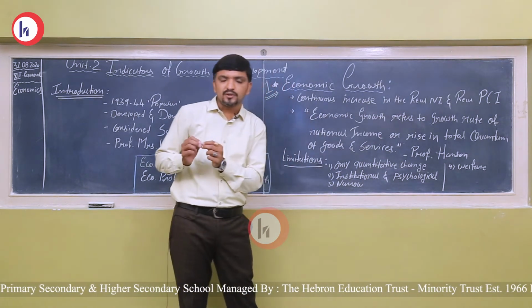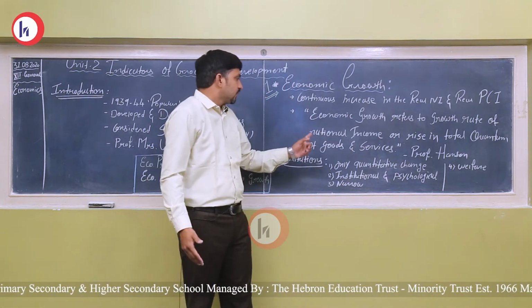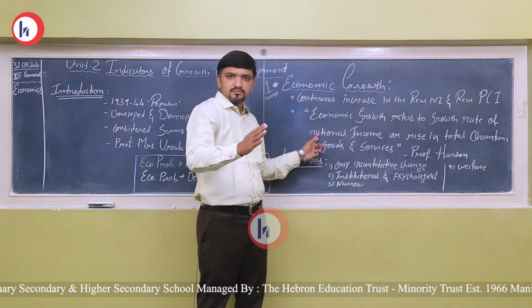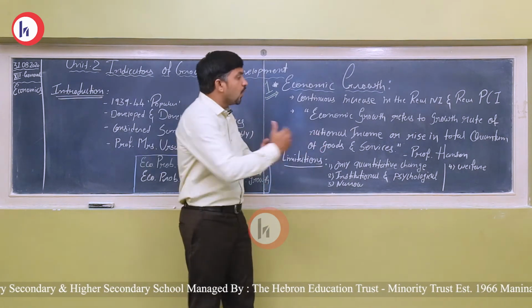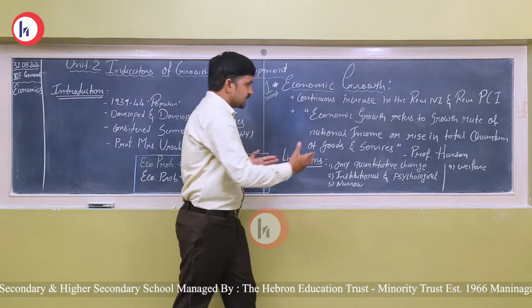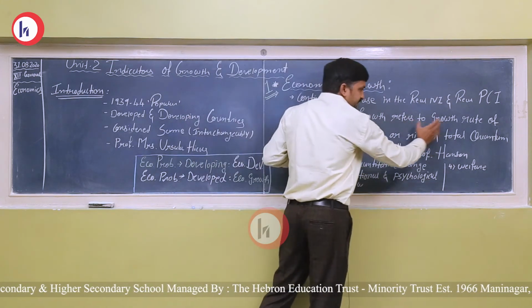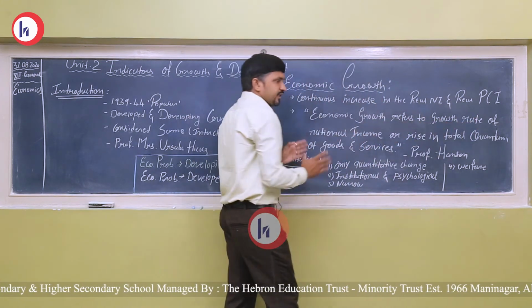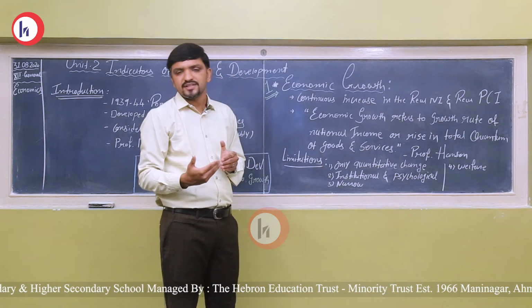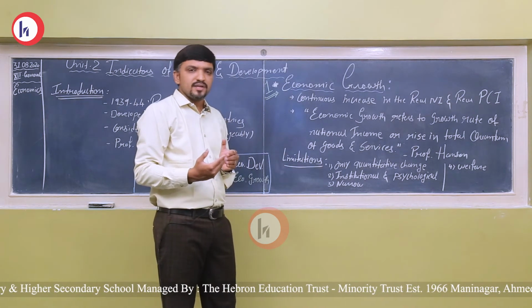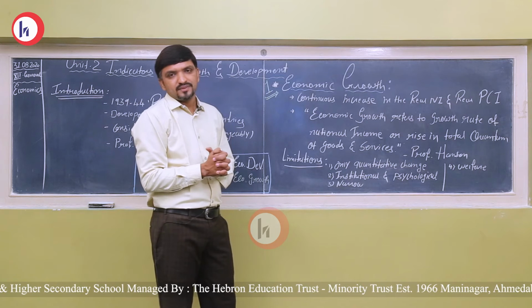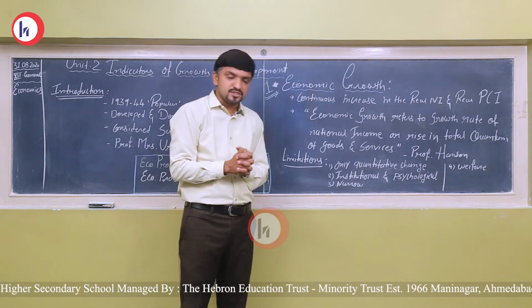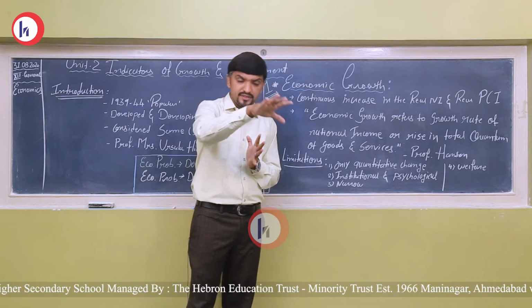So here the definition is given by Professor Hansen, and it is an easy definition: economic growth refers to the growth rate of, now growth rate of what? Growth rate of national income. Definition over. Or, economic growth refers to the growth rate of national income. Now national income exactly stands for what? Already we have seen it in 11th standard economics in the chapter of national income itself.